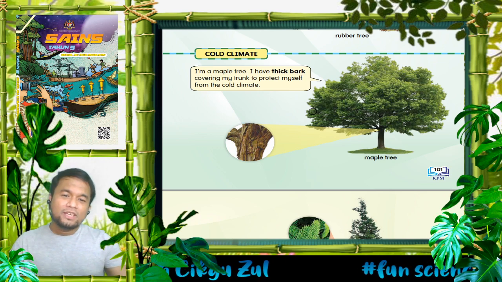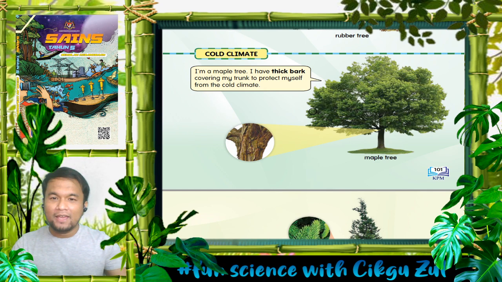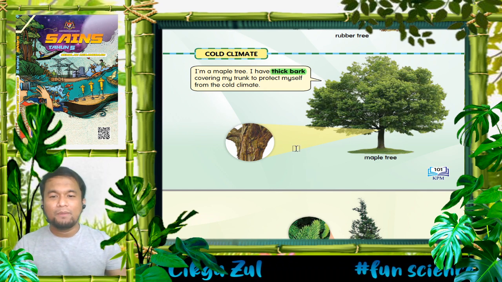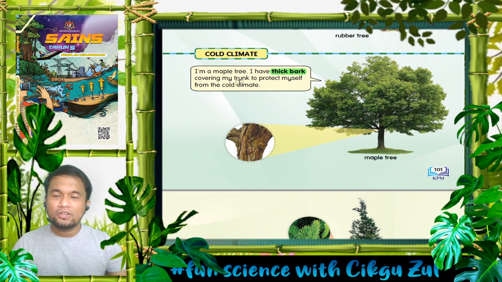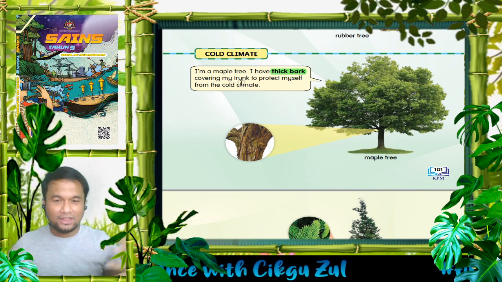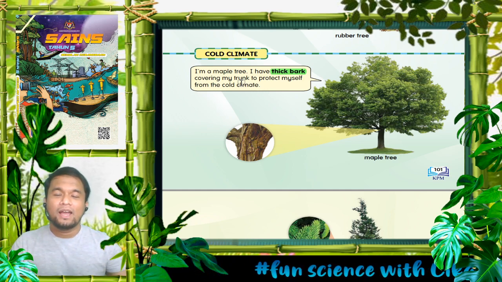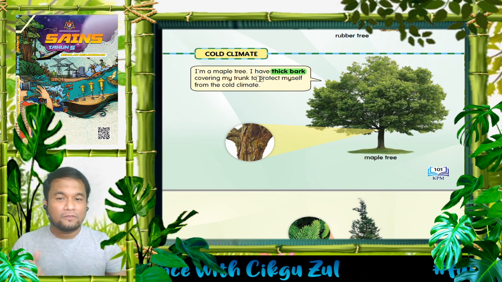So the maple tree, what makes them able to survive in the cold climate? The tree have thick bark. Apa tu thick bark? The thick bark covering their trunk. Okay, jadi ada kulit. Pokok tu ada kulit yang sangat tebal. Apa yang akan dilakukan oleh kulit yang tebal itu? Okay, so to protect themselves from cold climate.